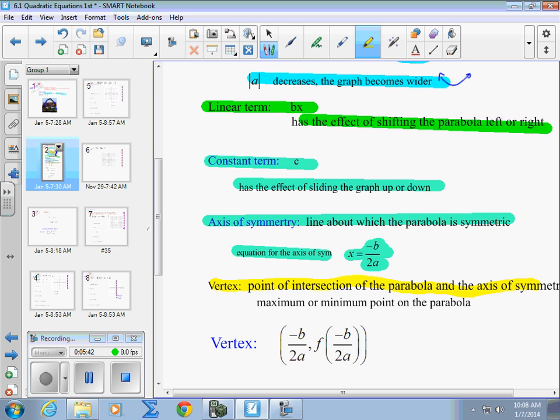The vertex is a point on the parabola and a point on the axis of symmetry, so it has an x and y coordinate. The x coordinate is negative b over 2a, and the y coordinate is f of negative b over 2a. We'll talk about that later. Scary, but it's not.